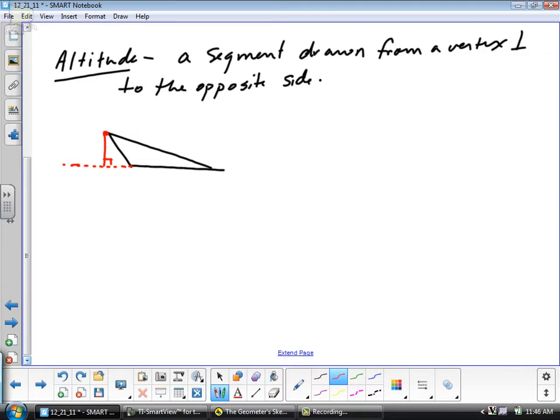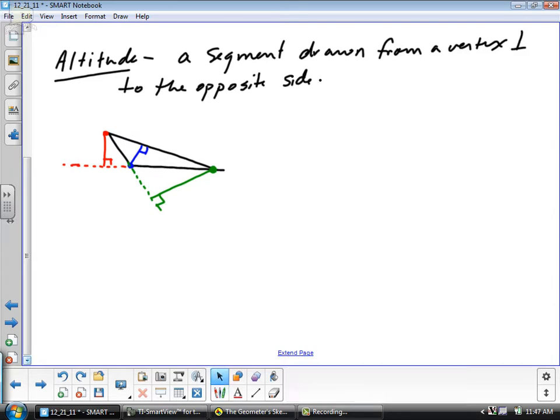We could draw an altitude from any of these vertices. So if I wanted an altitude from that vertex, then I would need to go perpendicular to the opposite side. If I wanted the altitude from this vertex, I would have to extend this other side out, wouldn't I? Because I have to be perpendicular to the opposite side. Those would be the three altitudes.